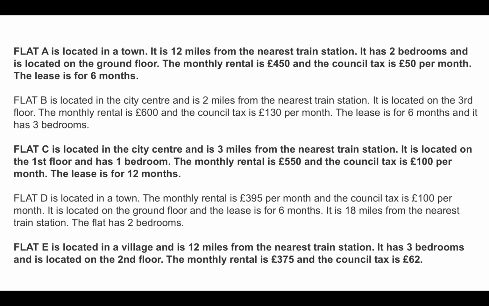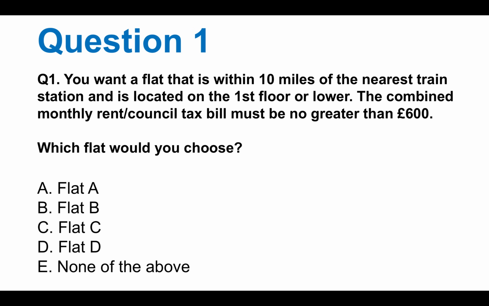So it says here, there's some information. Flat A is located in a town. It's 12 miles from the nearest train station. It's got 2 bedrooms. If you sat there and read all of this information, not only is it going to take you a long time, but it's going to be confusing. So the best way to tackle the question is to read this first and then disseminate the information you need from all of the combined flats.